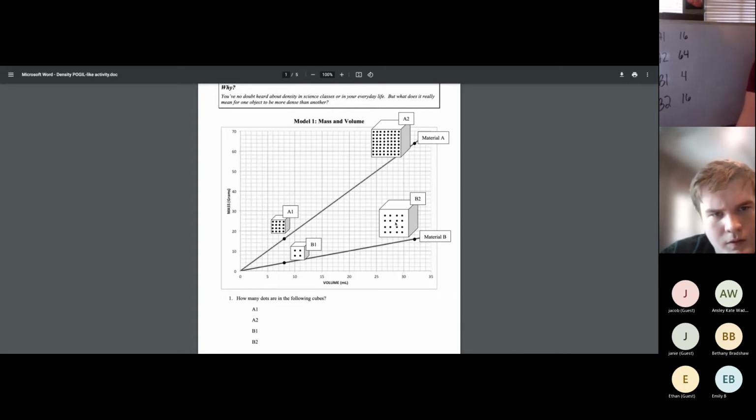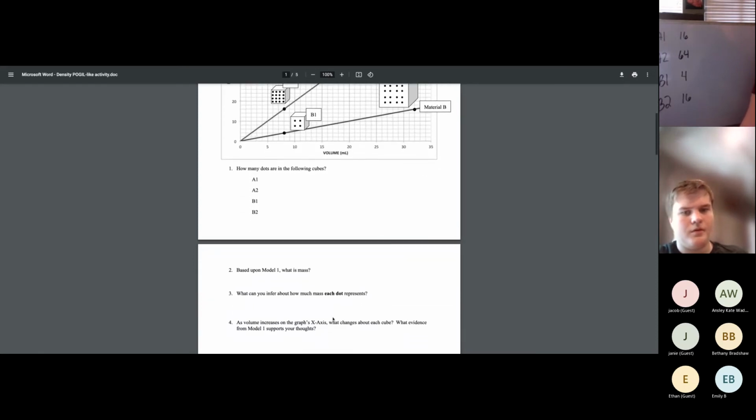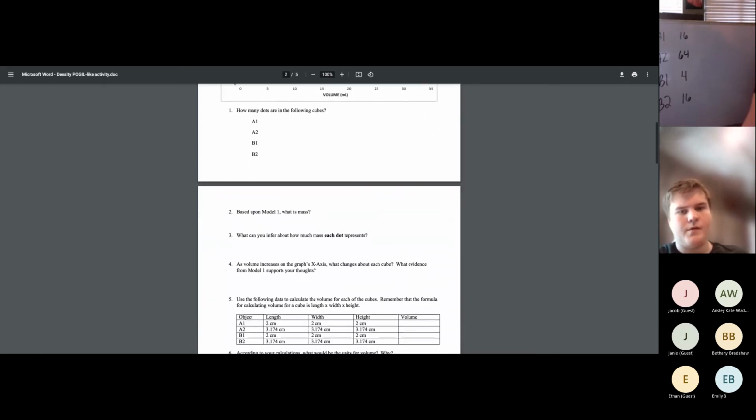So B2, less dots, way less mass, even though it has the same size as A2. We see that same relationship here with A1 and B1. They have the same volume, so they take up the same amount of space, but A1 has way more dots, so its mass is greater than B1. Okay, so we've answered question 3.